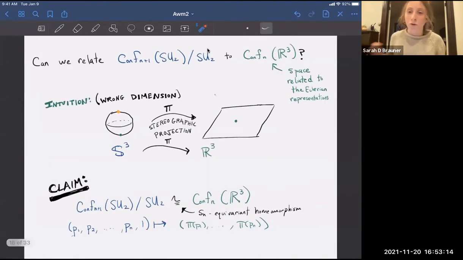Okay, so to formalize why this matters, I want to relate this quotient space to the configuration space that I know is related to the Eulerian representations. And to do that, I'm going to stereographically project. So again, the intuition here is I've picked n points on the sphere that are not the North Pole. I might as well have picked n points in Euclidean space. So the same thing is true when I move from S3 to R3. And it turns out that this is a homeomorphism, when I stereographically project the first n coordinates and I forget this last coordinate.